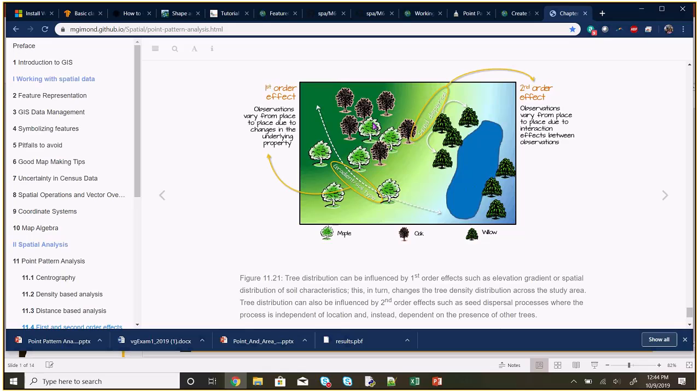So let's say we wanted to study this first order effect that's given in this example here, where as we travel away from water, the soil type changes. Let's just say it's soil type. So we can make a map of soil types. Let's say that we want to say soil type is related to tree species, right? What GIS tools could we use to establish that relationship?